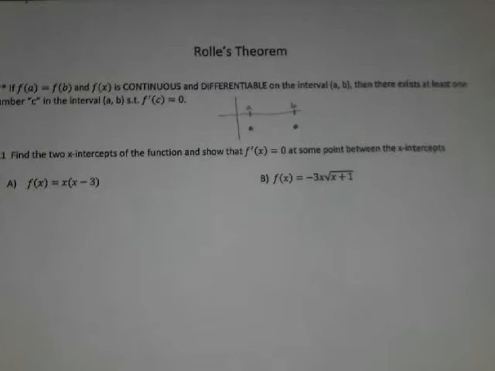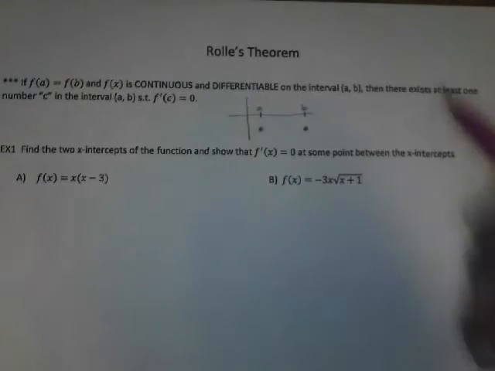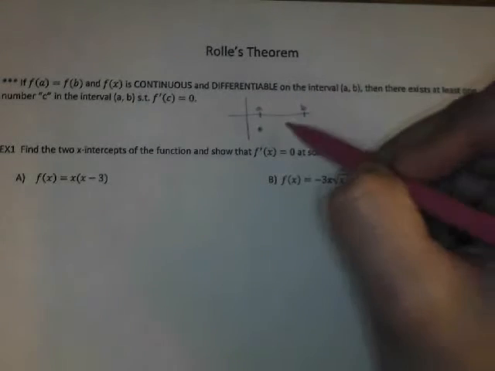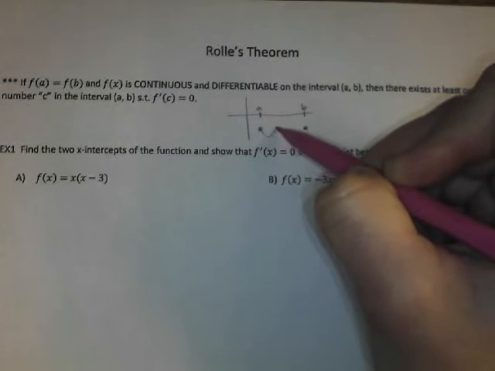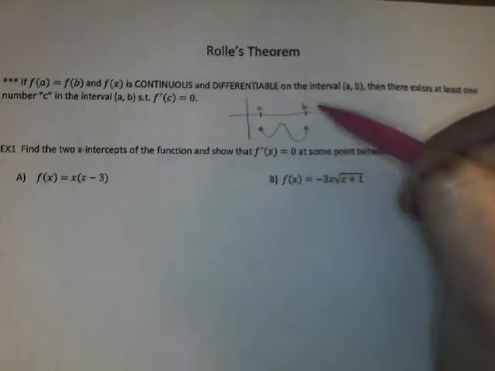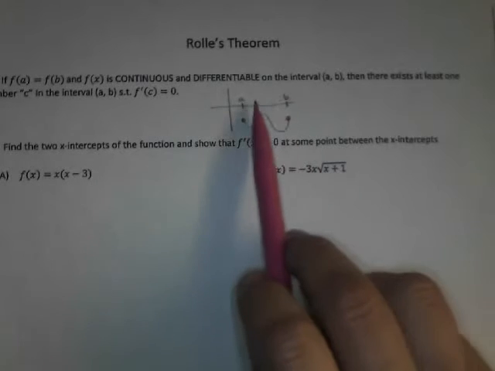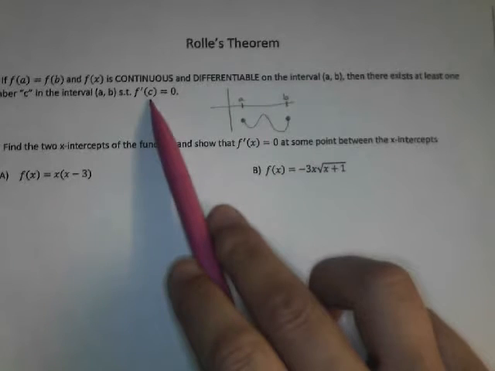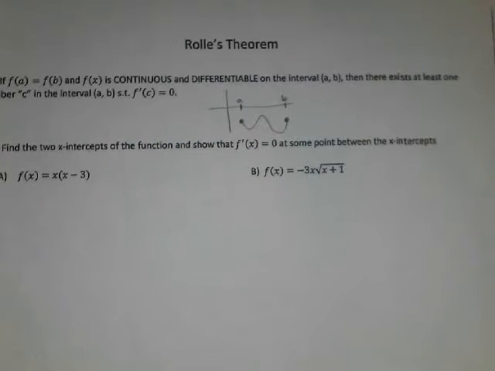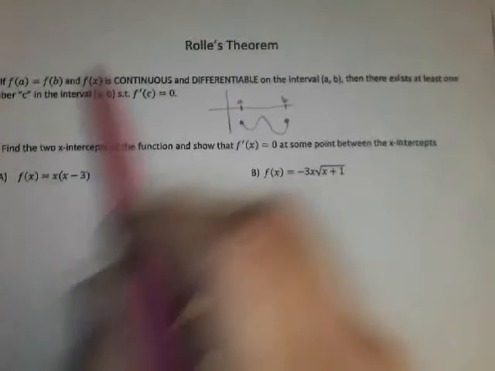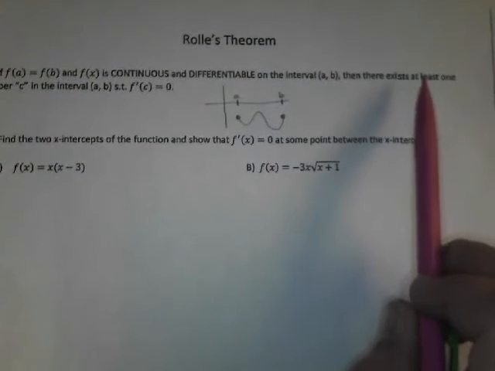And this function has to be continuous and differentiable on the open interval. So if I connect these in any way I want to, you guys can connect them in any way that you want to, then there exists at least one number c within that interval such that the derivative at c is 0. Well, based on my sketch, how many places does this have a derivative of 0? 3. Okay, so this guarantees at least one.